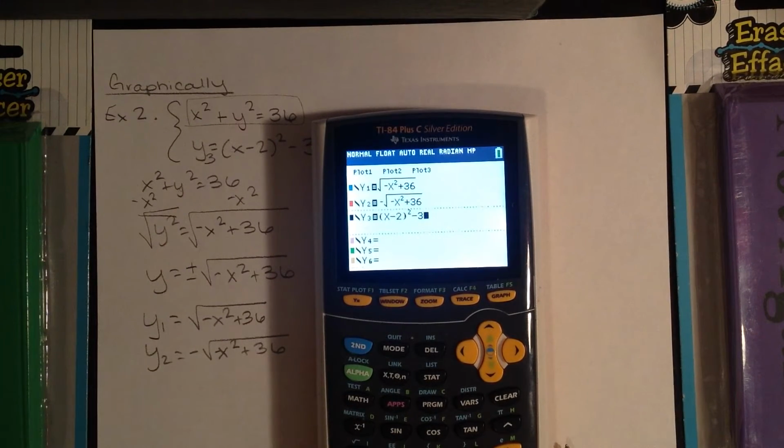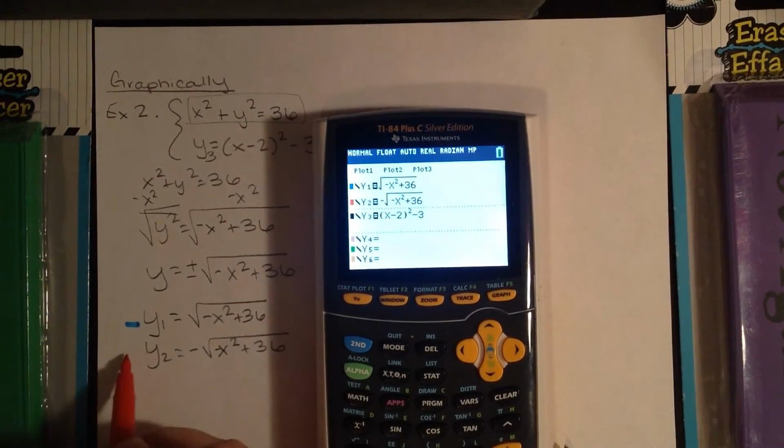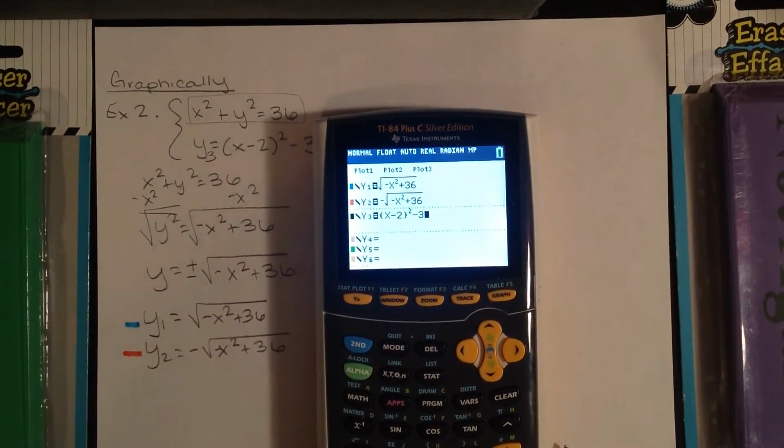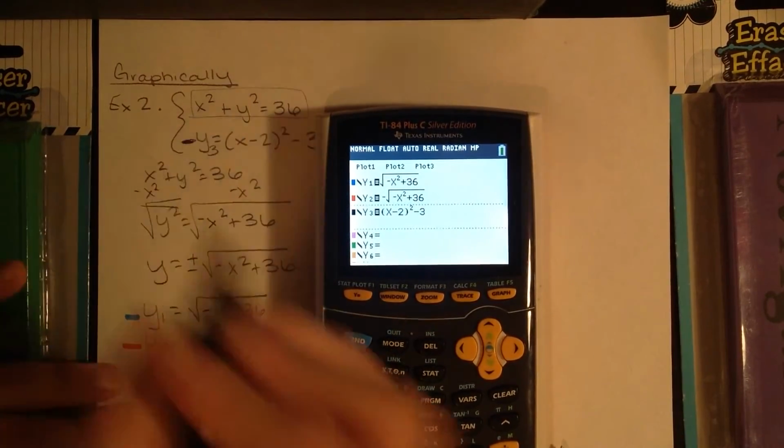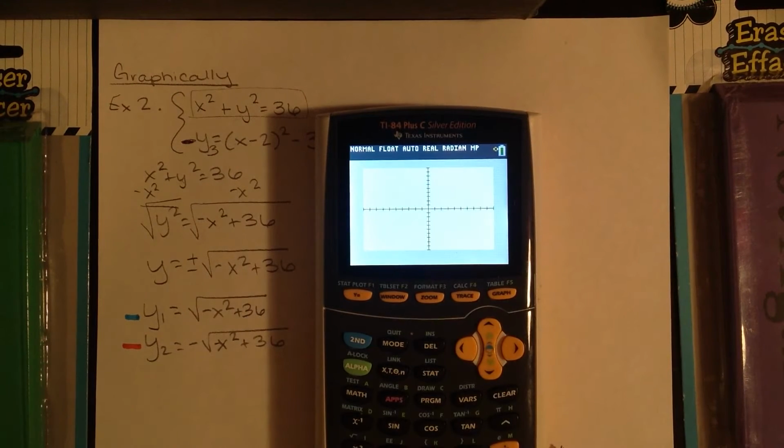Alright, so I'm going to mark that on my paper. So y1 is blue, y2 is red, and y3 is black. Now I can keep track of everything. Alright, so let's graph this. Let's see what happens here.